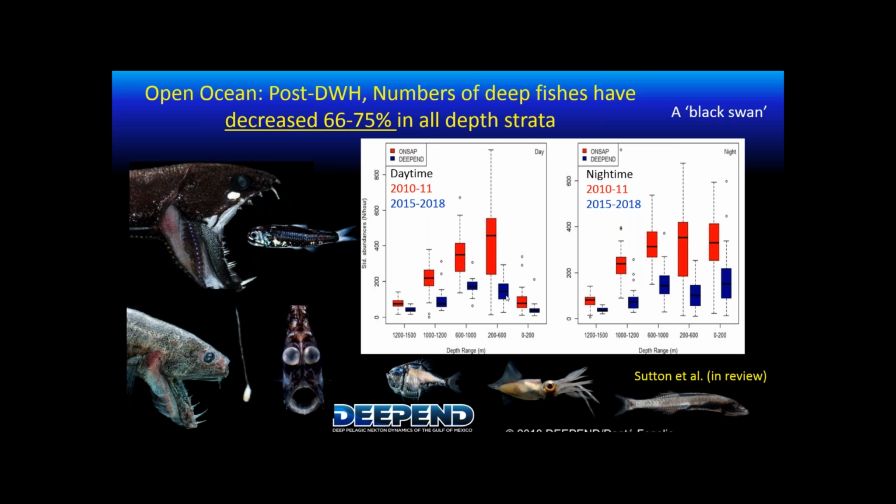And you can see in all depth ranges a massive reduction between 2010 to 11 and the current state, with no real recovery. And so this was totally unanticipated. The interesting part of this is that there was in fact an increase in the PAHs that many of the mesopelagic fishes and invertebrates encountered. And so the real question here is, is this an impact of Deepwater Horizon?